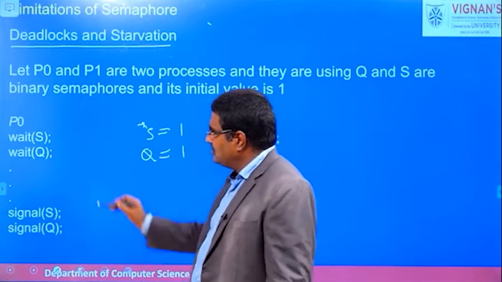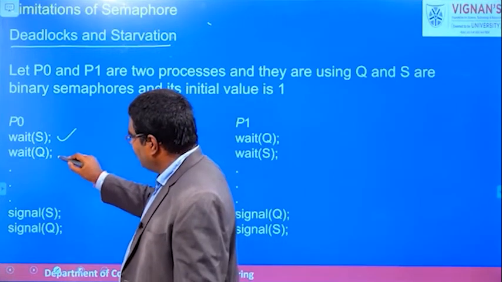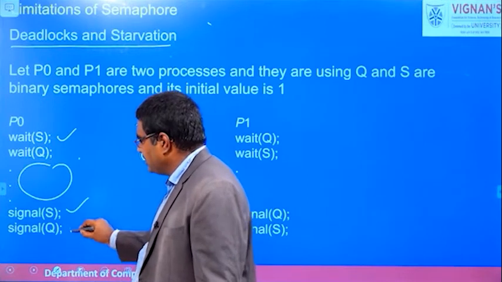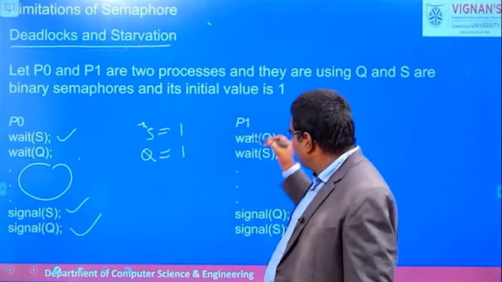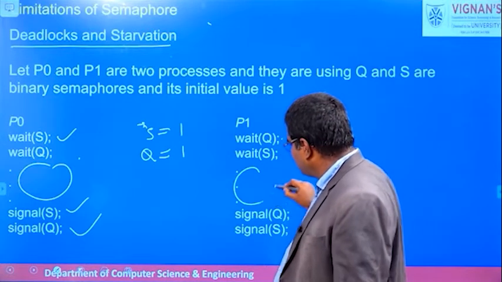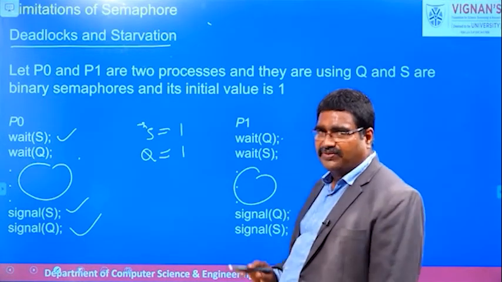The P0 process uses the statements wait of S, wait of Q, then some critical section, and signal of S, signal of Q. Similarly, the P1 process uses wait of Q, wait of S, then some critical section, signal of Q, signal of S.